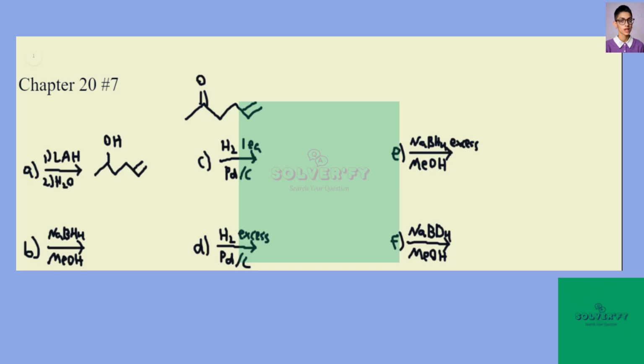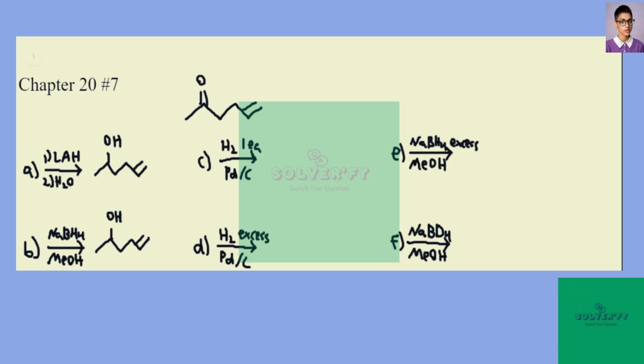For B, we're using sodium borohydride and methanol. Again, we're going to get a reduction of our ketone while leaving the double bond intact. Although this doesn't say only one equivalent, we are asked later to do the same thing with excess sodium borohydride, so I assume that they meant only one equivalent here.